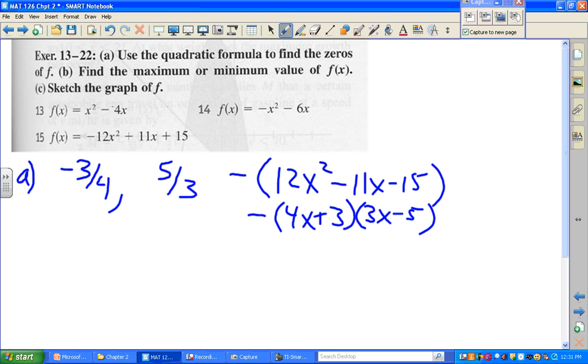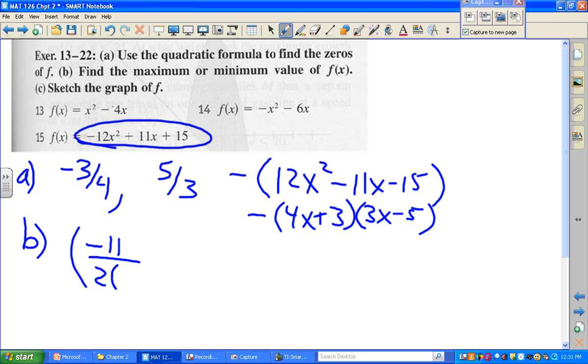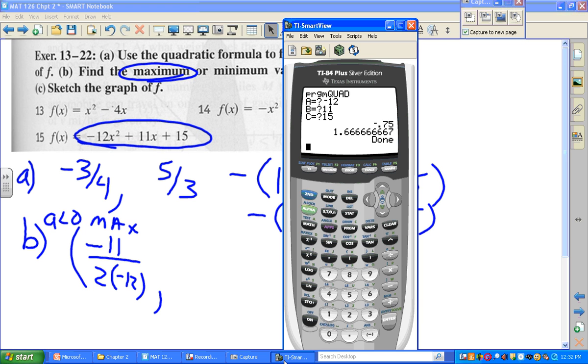B, find the maximum or minimum value of y, or f of x. Well, if you look at the equation as is, the x-coordinate is going to be the opposite of b over 2a. That's the x-coordinate. So the y-coordinate would be that function value. Is it going to be a maximum or a minimum on 15? It's going to be a maximum because a is negative. So if a is negative, that gives you a max. It opens down. So I'm going to put -11/24 in for x.